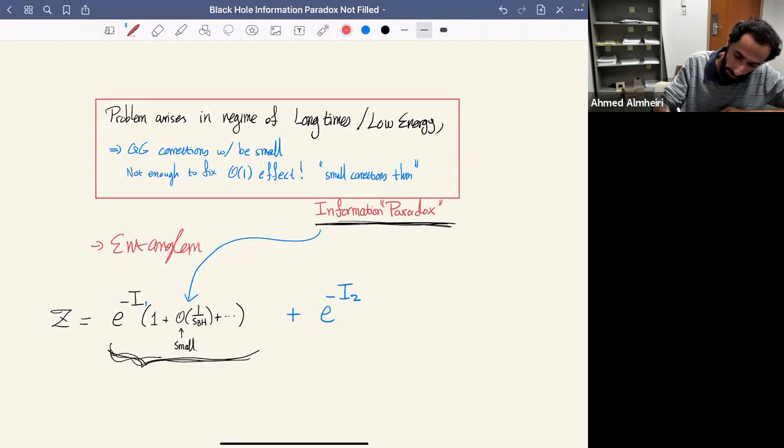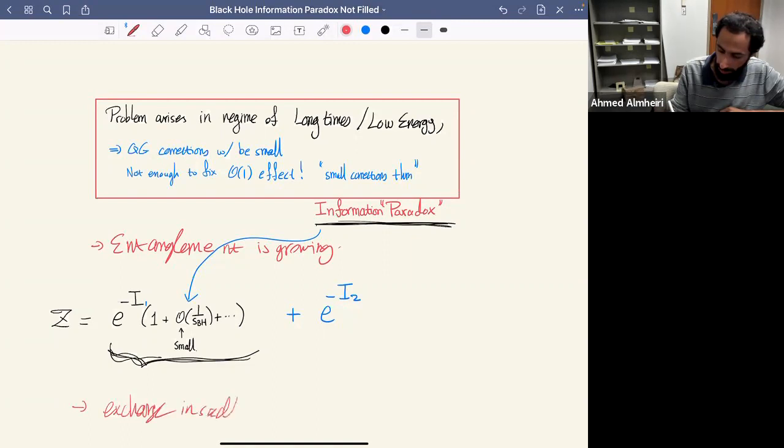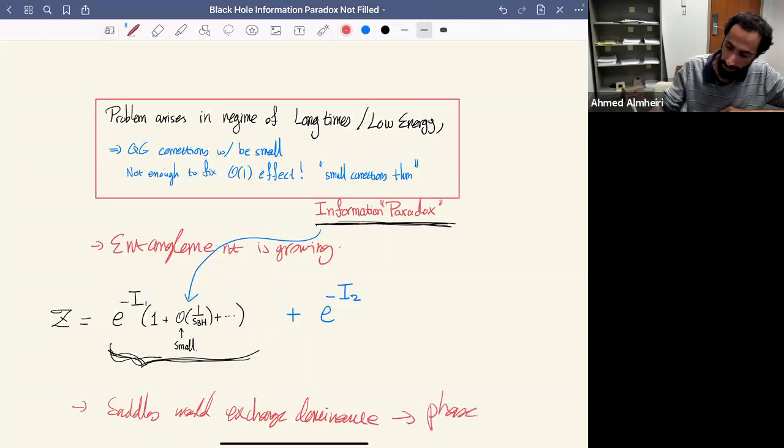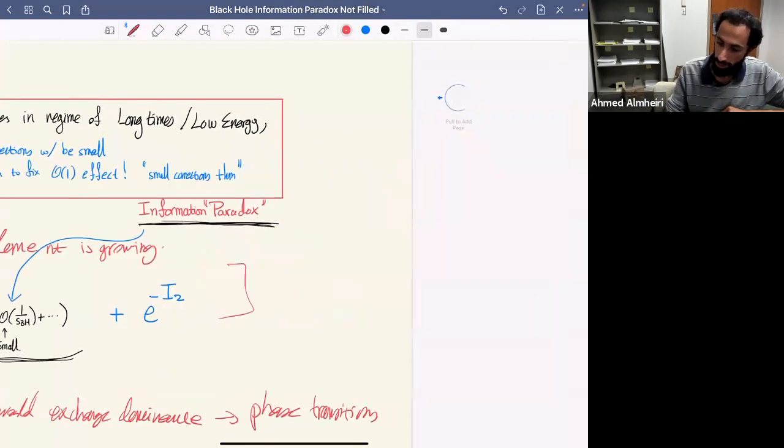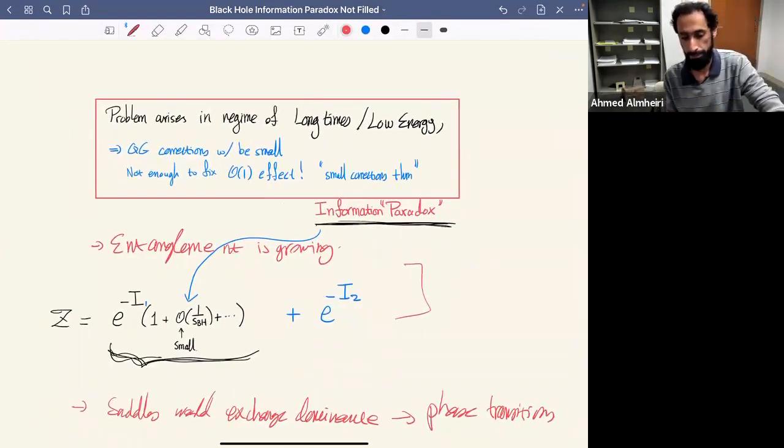Entanglement is growing. So perhaps due to this growth of entanglement, one would get an exchange in saddles. Or said differently, the saddles would exchange dominance. So we would get a phase transition. I guess in this case, it's a first order phase transition. And this is what we're going to talk about during the next lecture. So that's all I had. Thanks for your attention.